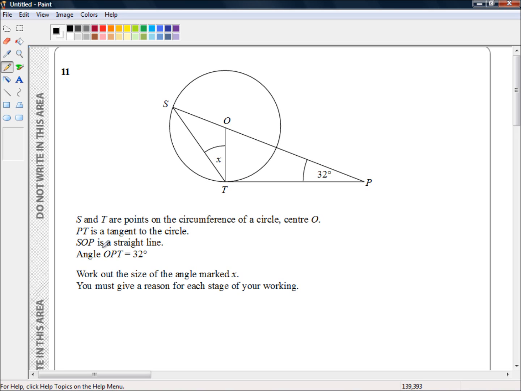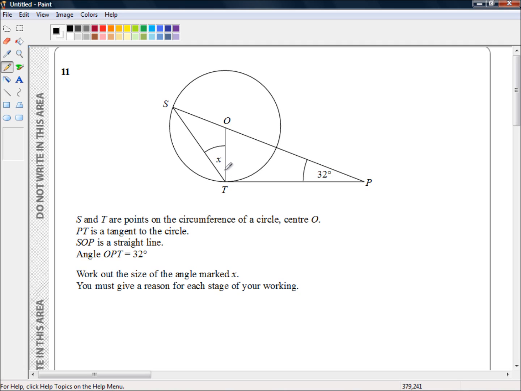SOP is a straight line. Okay, so this is a straight line. So this angle plus this angle is going to add up to 180 degrees. Angle OPT is 32 degrees, which is given on the diagram. Work out the size of the angle marked X. You must give a reason for each stage of your working.